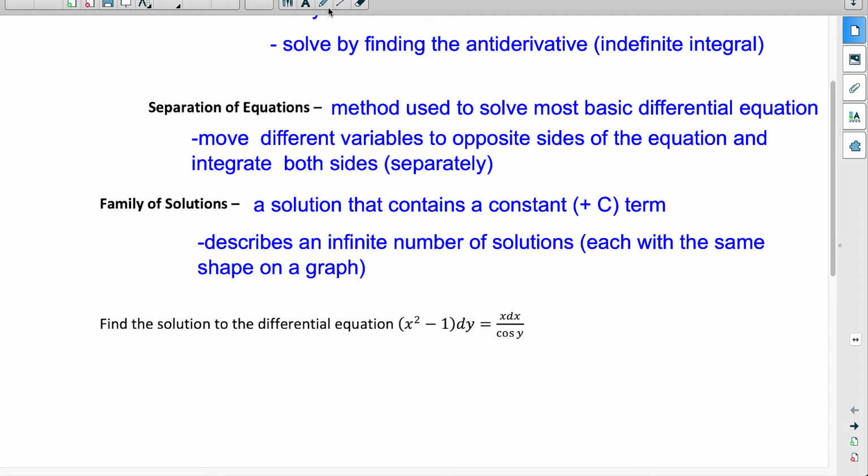Let's say that you get the answer, I don't know, let's just make it really easy. Let's say your answer was y equals x squared plus c. Well, if c is 0, you would just have this, right? This is y equals x squared. If c was 1, you'd have y equals x squared plus 1, which would look exactly the same, but would be moved up a bit. If c was negative 4, you'd have something that looks like this. Again, looks exactly the same, but it's moved downwards. So this is what I mean by they all have the same graph. You get an infinite number of solutions because of the plus c.